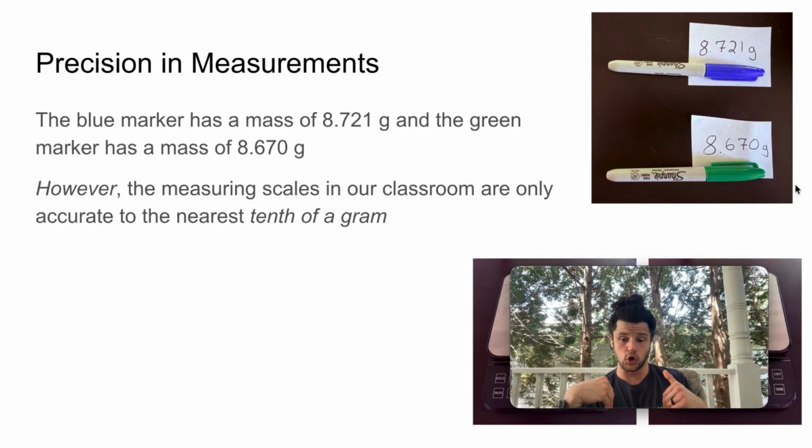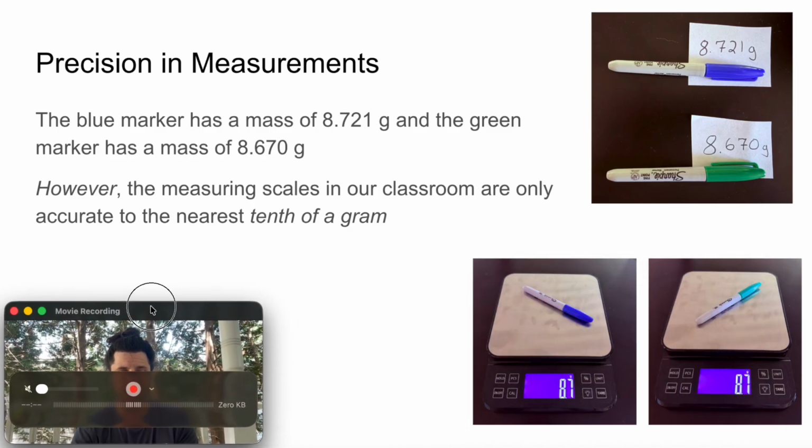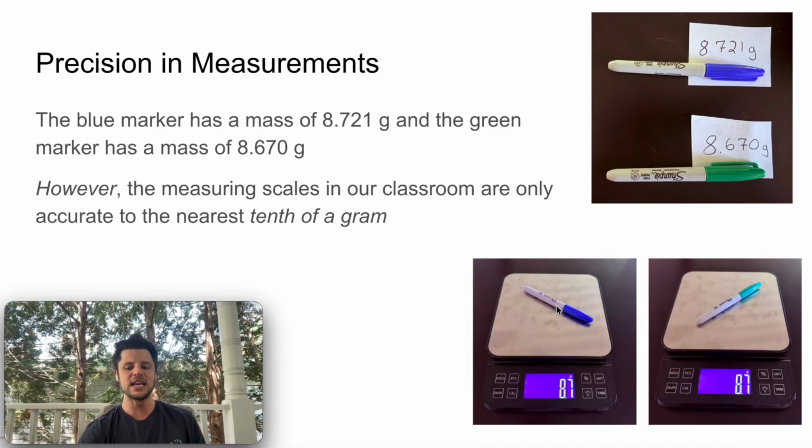However, in our physics classroom, our scales are actually only accurate to the tenths of a gram. So I measured these two markers on our scales that are accurate to the tenths of a gram, and look at that. Each of them gives the same reading, 8.7 grams. Now, this makes sense, right? Because if we're only precise to the tenths of a gram, then if we rounded 8.721 grams to the nearest tenth of a gram, we'd round down to 8.7 grams, right? And if we rounded 8.670 grams to the nearest tenth of a gram, we would round up to 8.7 grams as well.